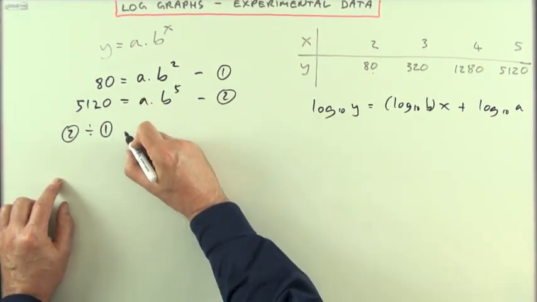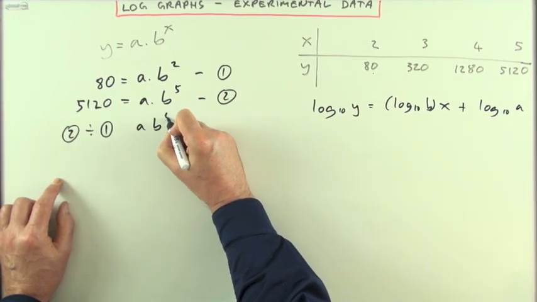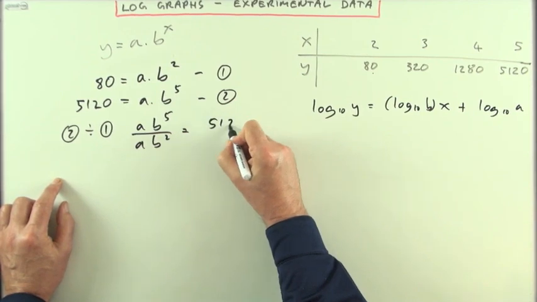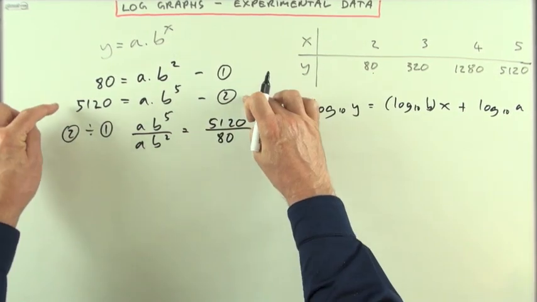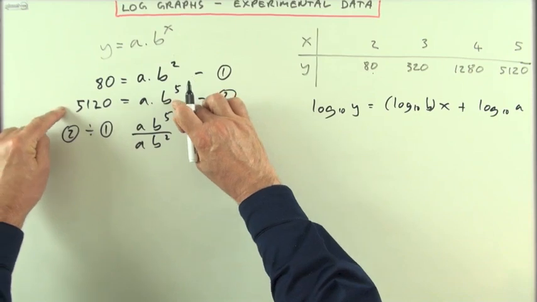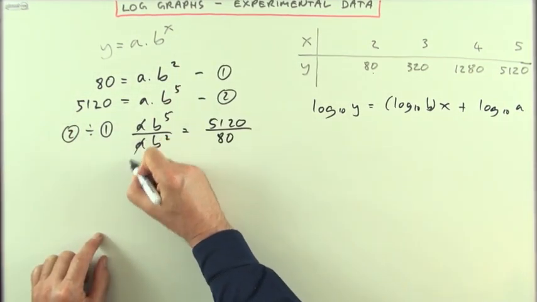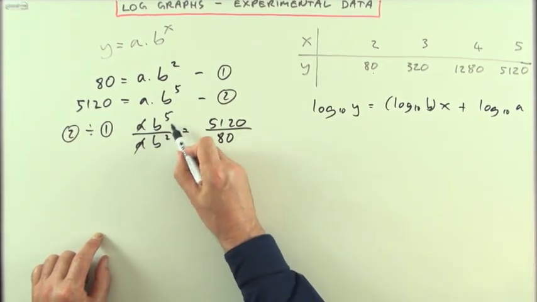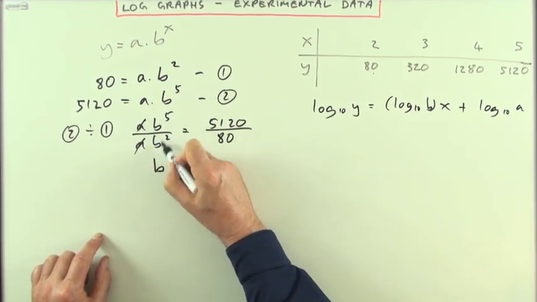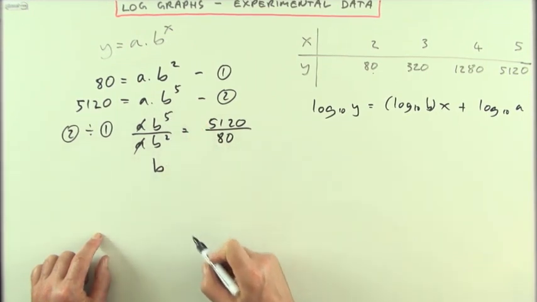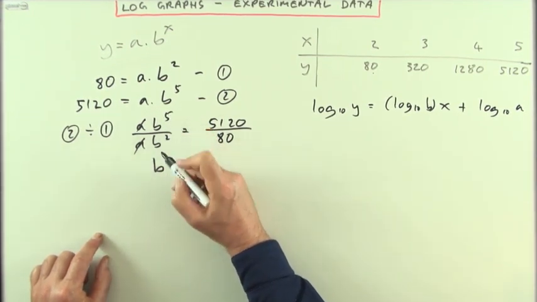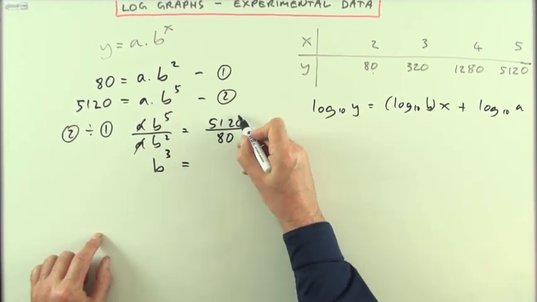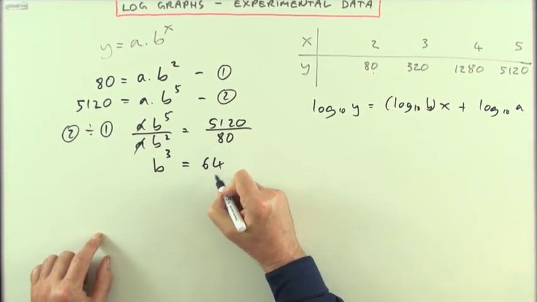So that I'll have a b to the 5 over a b squared equals 5120 over 80. I just put the larger one on top, this one over that one. The a's will cancel, and no matter how nasty these numbers might be, how nasty these powers are, it'll simply be b to whatever the difference between them is. If you're dividing the terms, you subtract the indices. In this case, it turns out to be a nice little 3. Dividing that part gives me 64.